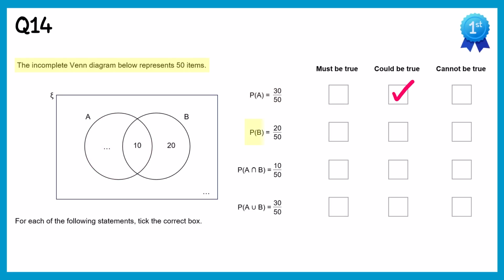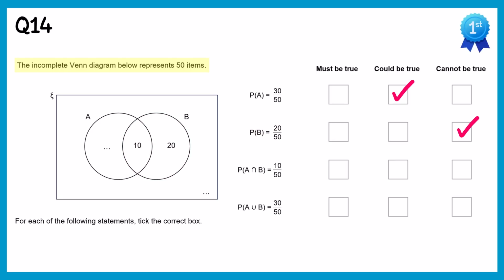For the next one, we're looking at the probability of B. The probability of B will come from the numbers inside the B circle. We can see inside this circle there's 20 and 10, so that's a total of 30. So the probability of B must be 30 over 50, since we can't change these numbers, in which case it cannot be 20 over 50, so we would tick cannot be true.